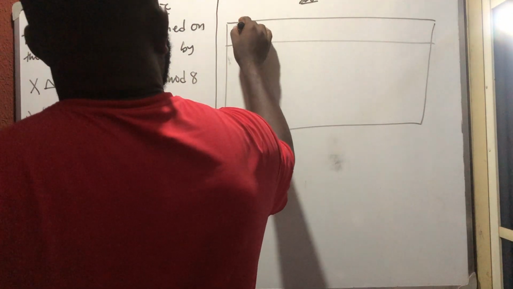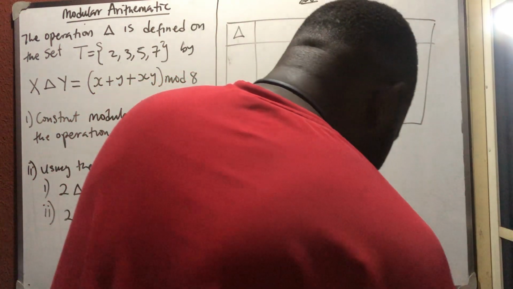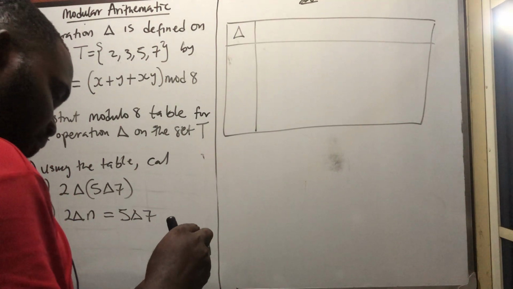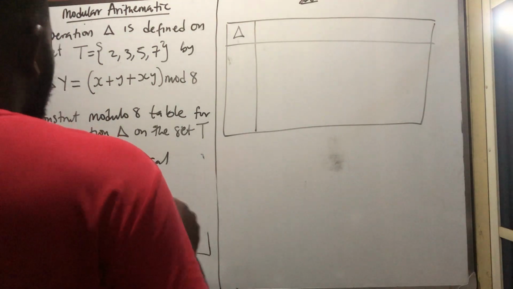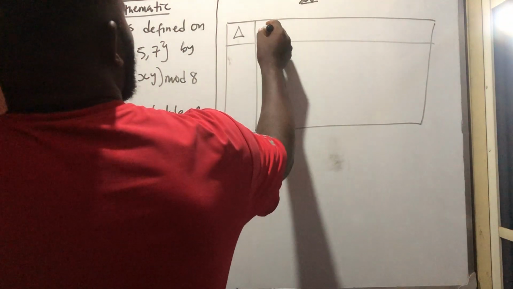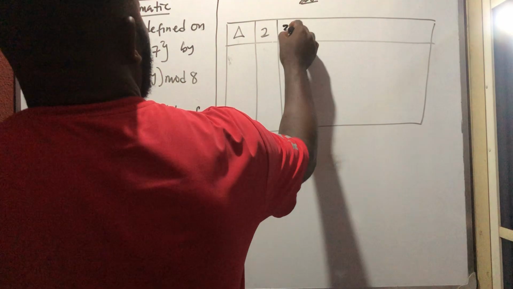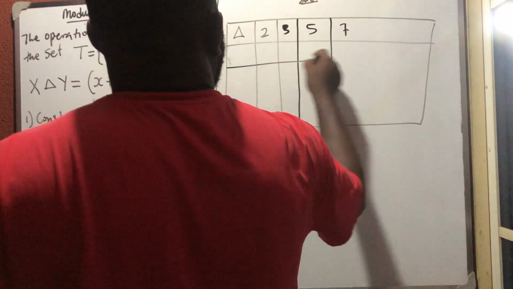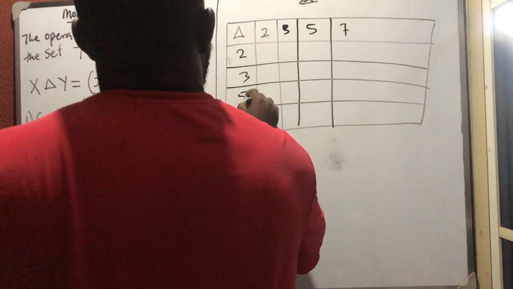So this is my triangle. I don't know why this thing rises up very fast. Okay? This is my operation, and I'm having 2, 3, 5, and 7. So here I'm having the same 2, 3, 5, and 7.